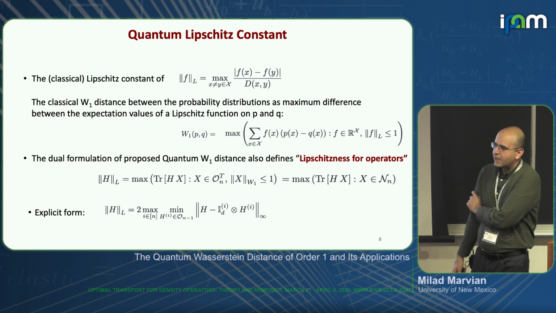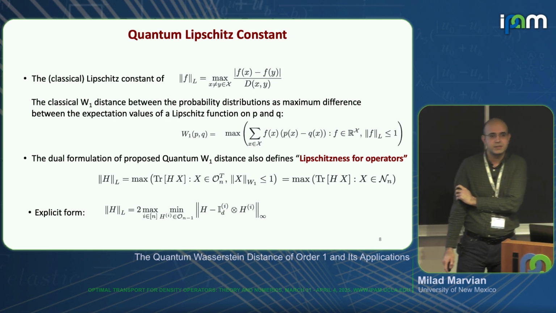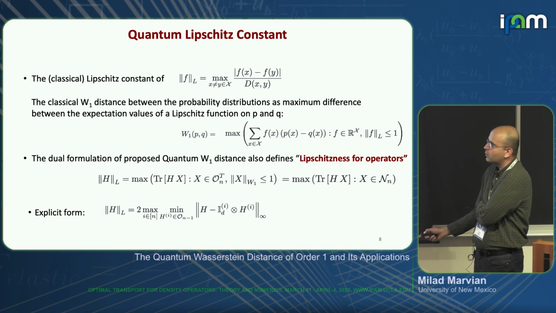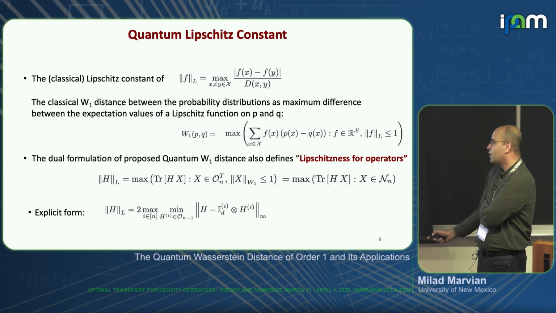But the nice thing is that you can have an explicit form for this. So this Lipschitzness, we can actually show that it's exactly equal to this particular form, which when you want to calculate the Lipschitzness of an operator, what you do is you compare it to the best thing you can get by replacing one of the qubits with identity and then trying to fill in the rest with your best choice.